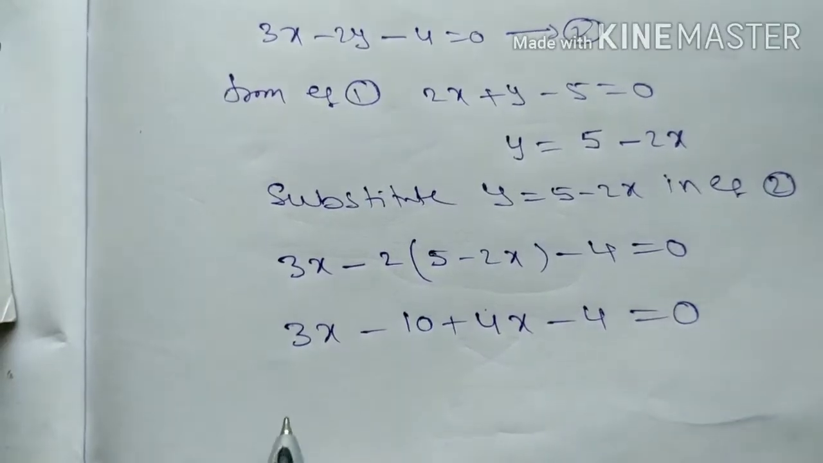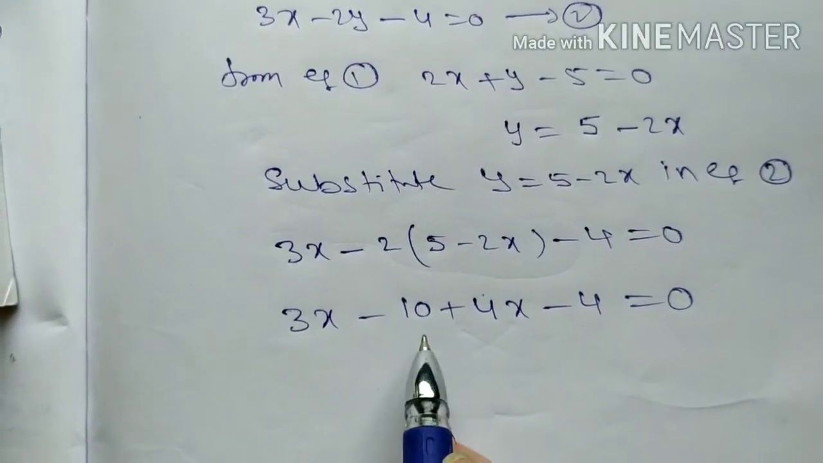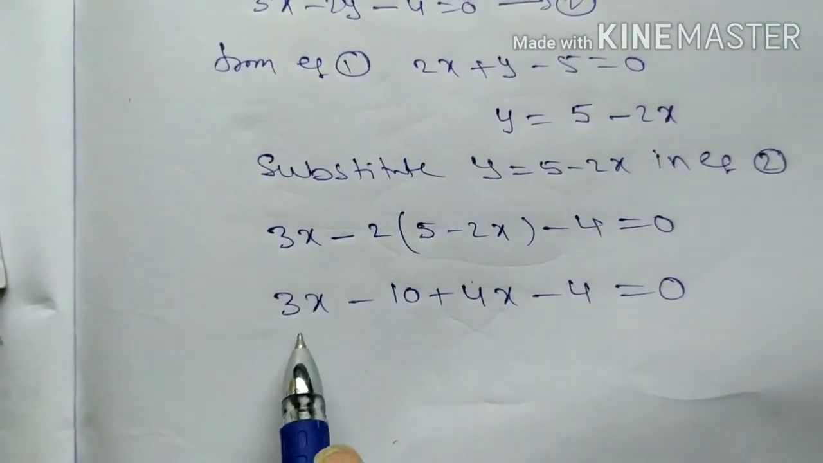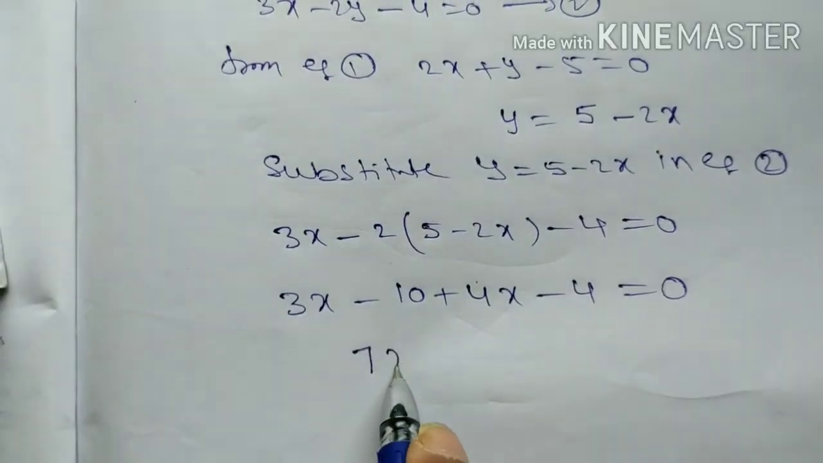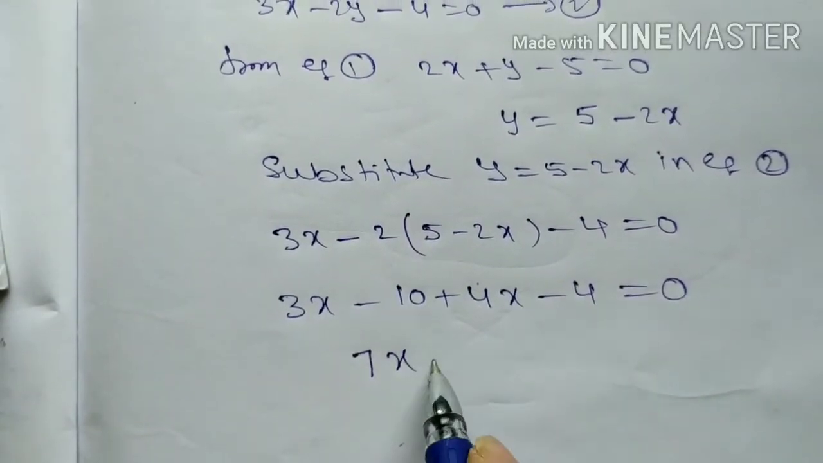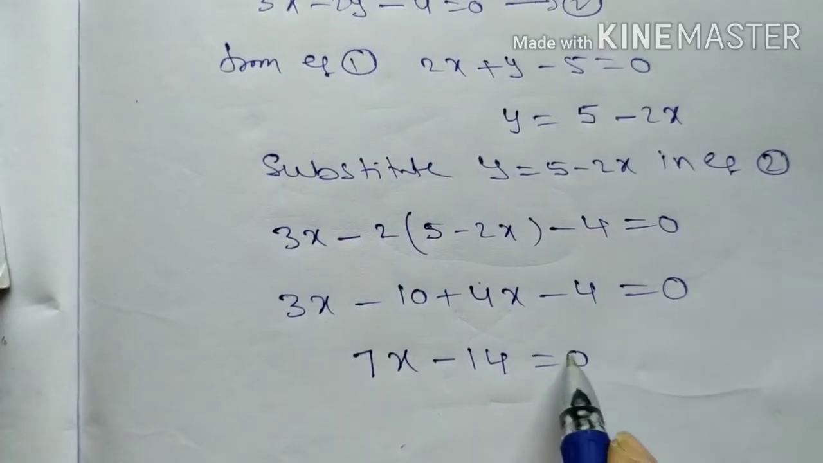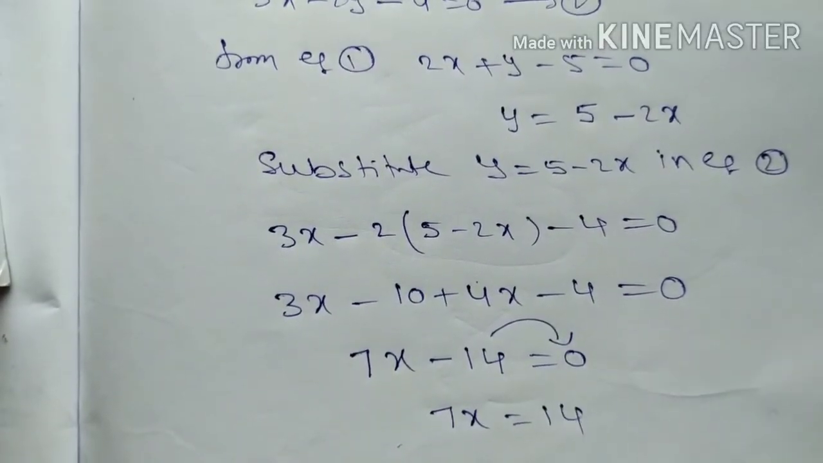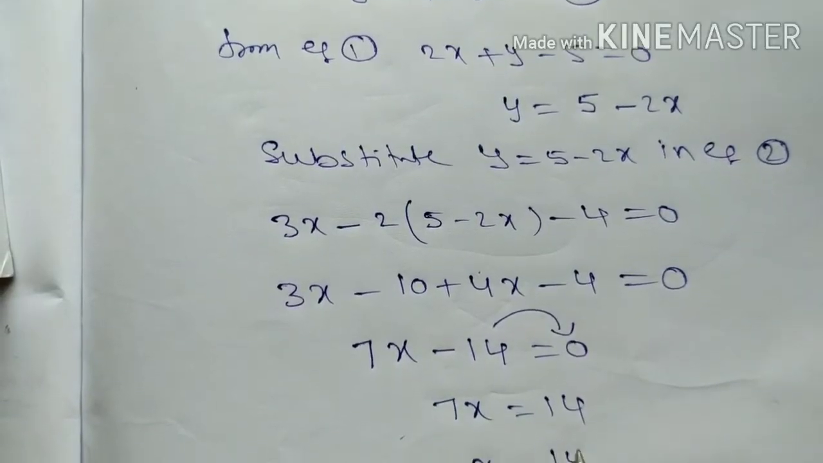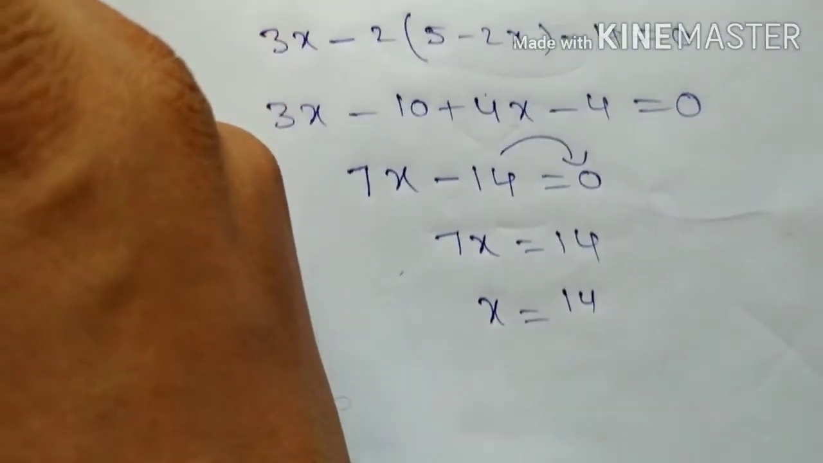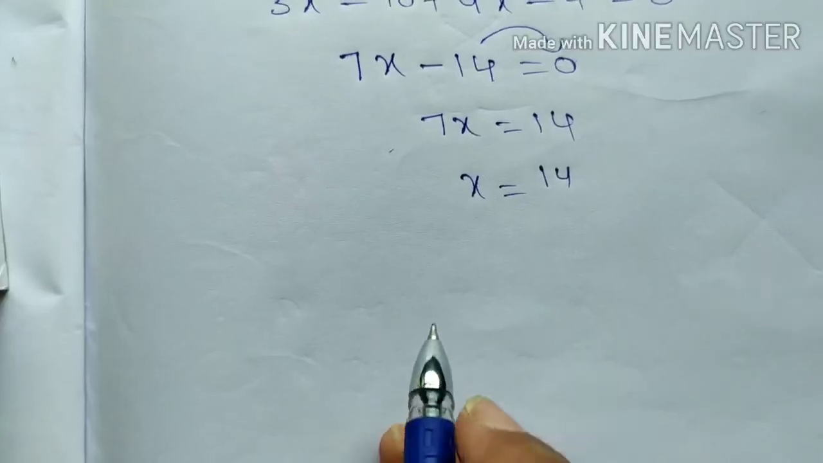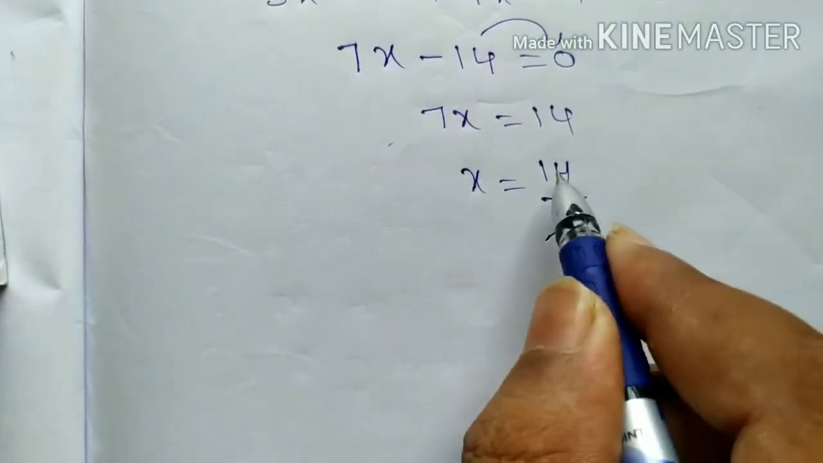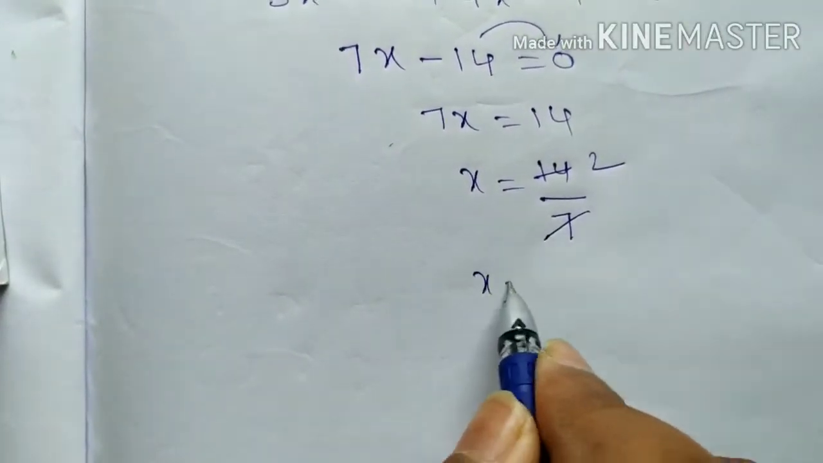So here x terms are there, only in this equation x is only there. So 3x plus 4x, 7x. Here minus 10 minus 4, minus 14. So minus 14 and right side, 7x is equal to plus 14. x is equal to 14 by 7. 7 ones are 7, 7 twos are 14. Therefore x value is 2.